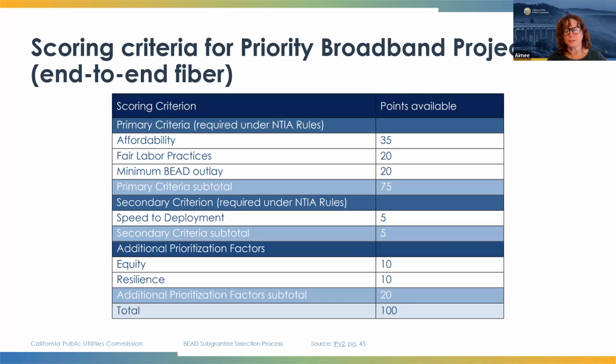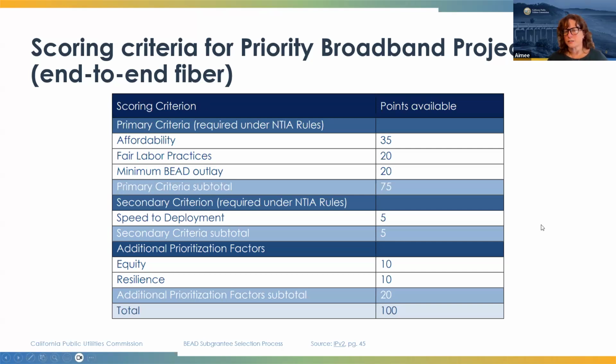But you can see here the scoring for priority broadband projects, which are end-to-end fiber projects. Any project that is not an end-to-end fiber project, or that is partially an end-to-end fiber project and partially something else that would be considered by NTIA to be a reliable broadband project, will not be considered a priority broadband project. So you will hear this again, but I just want to repeat, priority broadband projects, according to IPv2 and NTIA's rules, are end-to-end fiber projects only.